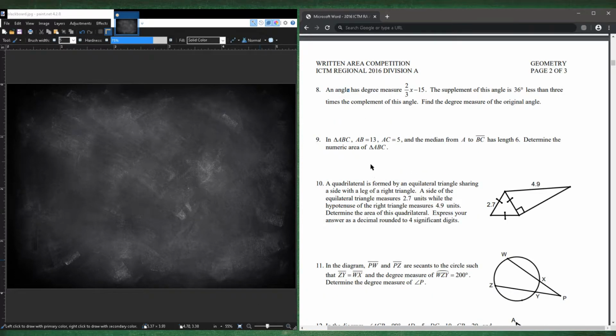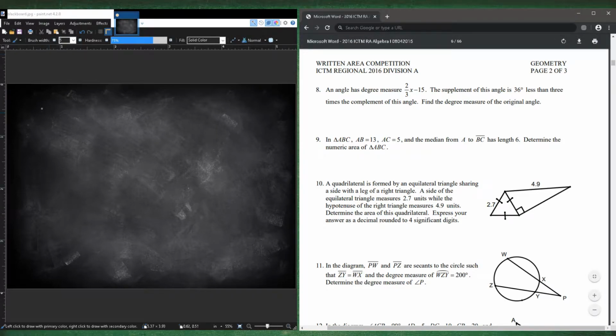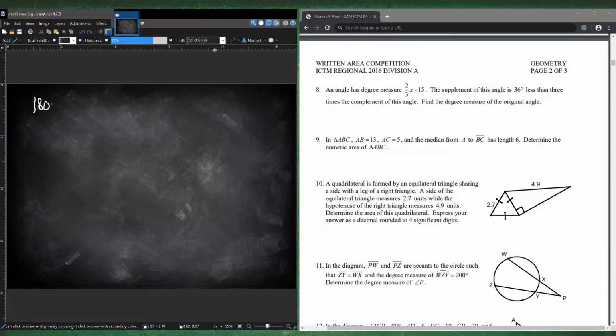Number 8. An angle has degree measure 2/3 x minus 15. The supplement of this angle is 36 less than 3 times the complement of this angle. Find the degree measure of the original angle. So the original angle is 2/3 x minus 15. So the supplement of this angle, supplement is 180 minus that angle. So minus 2/3 x minus 15 is 36 less.